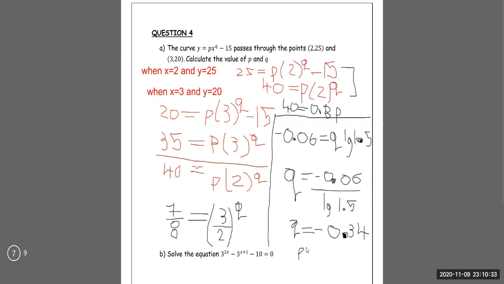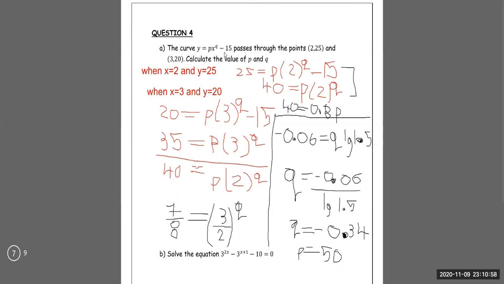Now look what I want to do before you finish. When you get some decimal, decimal is always weird, so we always check back our answer. Let's put this in our calculator now. 50 times, when x is 2, is 50 times 2 to the power of negative 0.34 minus 15. We should get 25, right? Yes, sir. Let's check it out.